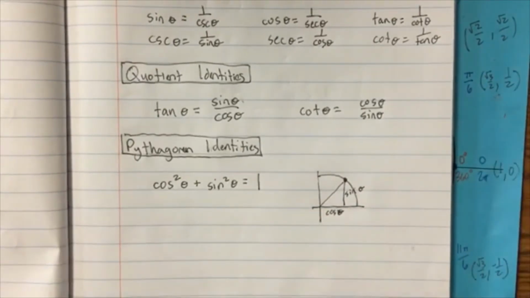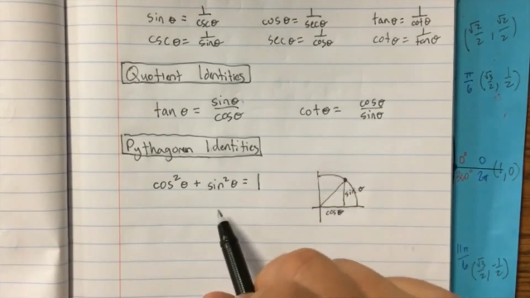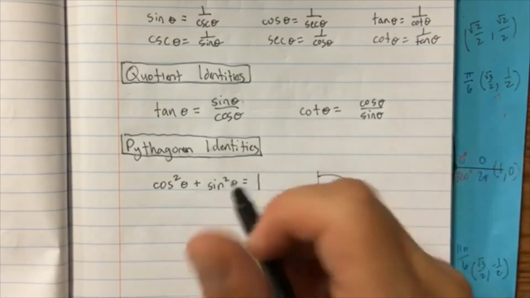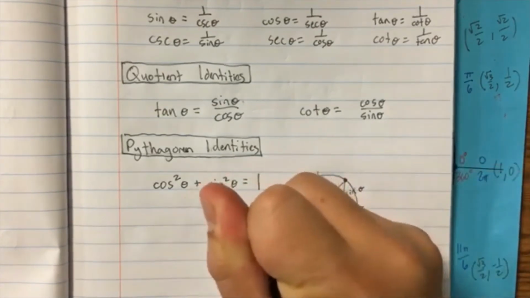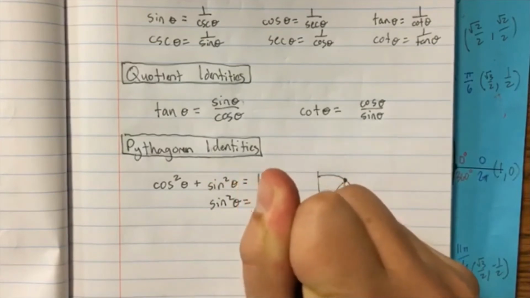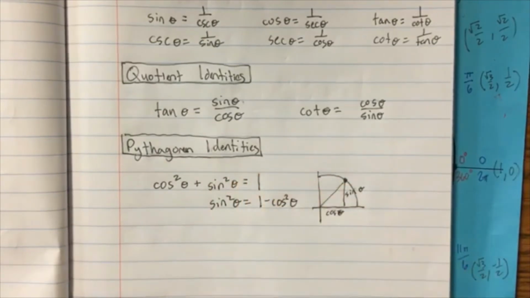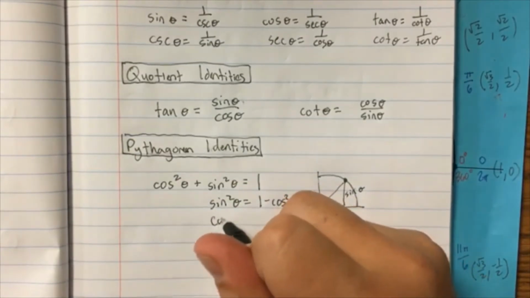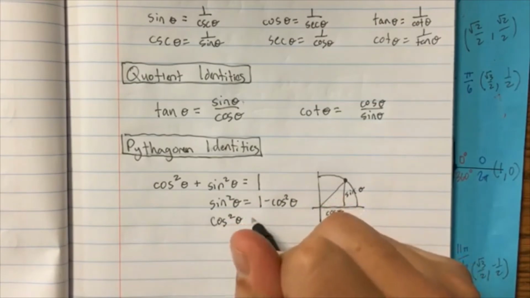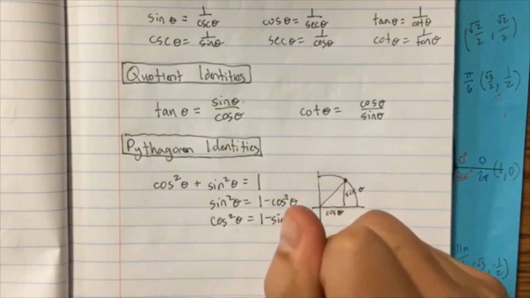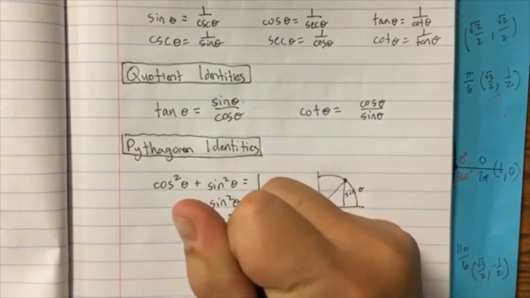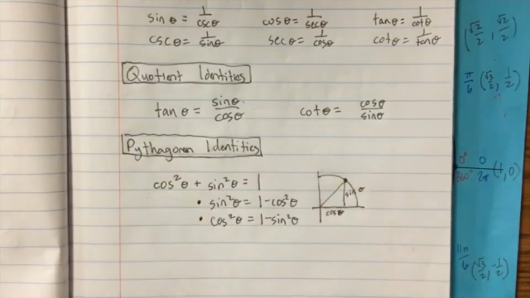So you can rearrange this if you need to, and we'll get into some examples on why you would want to rearrange this. But you could also say, as a corollary to this, that sine squared theta equals 1 minus cosine squared theta, right? If you were just to subtract the cosine squared theta, you could get another equivalent statement. And you could also do the same thing by subtracting sine squared theta. So this is also true. These are just variations on this Pythagorean identity.